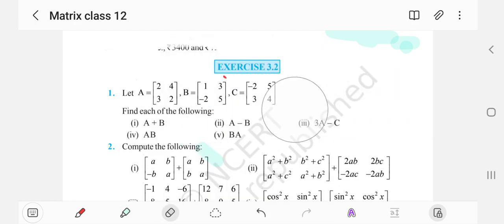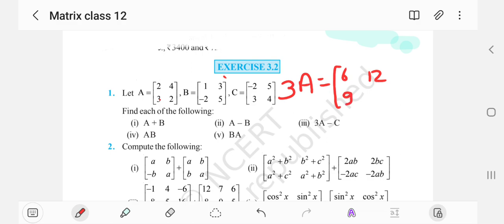Similarly, you can also find 3A minus C. First, multiply the A matrix with 3. What are we actually doing here? We are multiplying A with the scalar 3. I explained the multiplication of a matrix with a scalar: in such a scenario, we multiply the scalar with each and every term. So, what is 3A? Let's first find 3A. So 3A is 3 times 2 is 6, 3 times 4 is 12, then 3 times 3 is 9, 3 times 2 is 6.